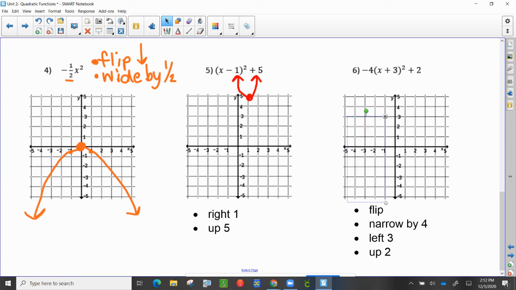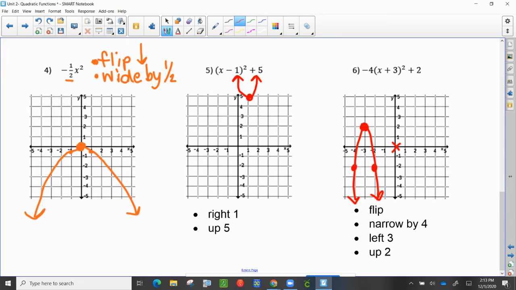Okay, if you did it correct, this is what my graph looked like. So if I go left 3, so remember our parent function always starts at 0, 0. So there's 0, 0. So I'm going to take my function and go left 3, up 2. There's my vertex point. And now I can flip it. So I'm going to go down, and I'm going to make it more narrow by a factor of 4. So that means on either side, I'm going to go down 1, 2, 3, 4. And it's flipped, so make sure it's opening down.